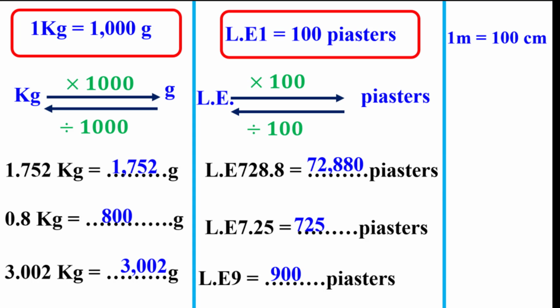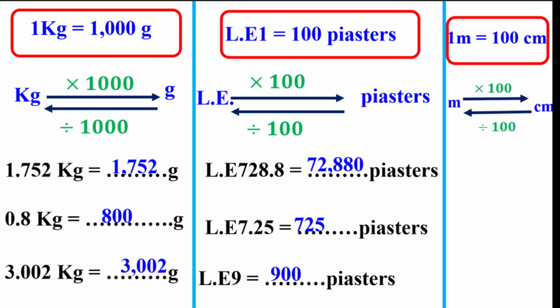We studied before that 1 meter equals 100 centimeter. From meter to centimeter, multiply by 100. From centimeter to meter, divide by 100. We studied before, from large unit to small unit, just multiply. From small unit to large unit, just divide.